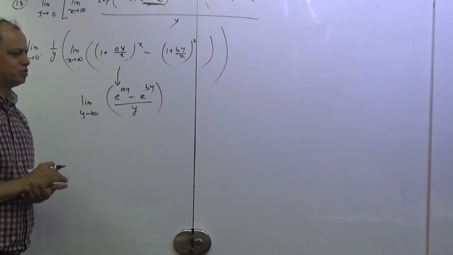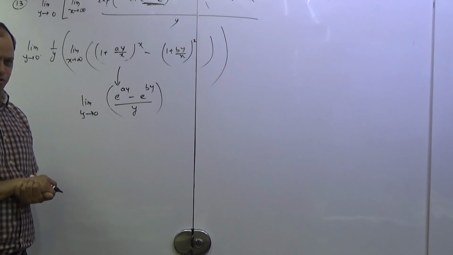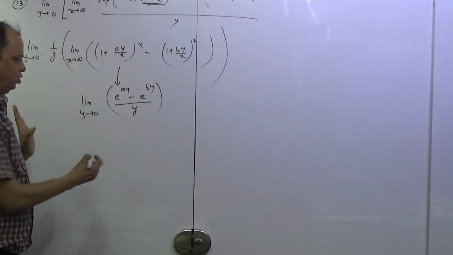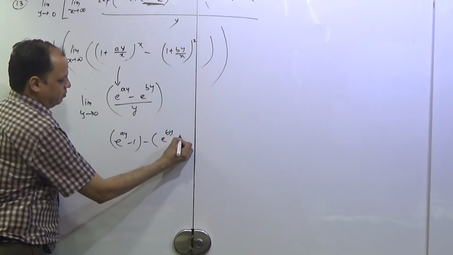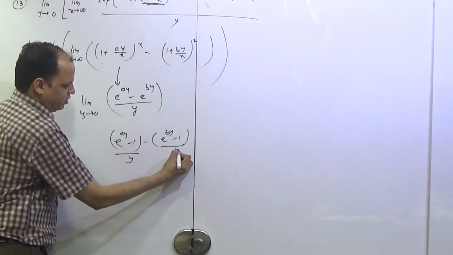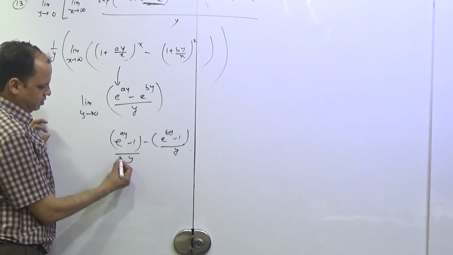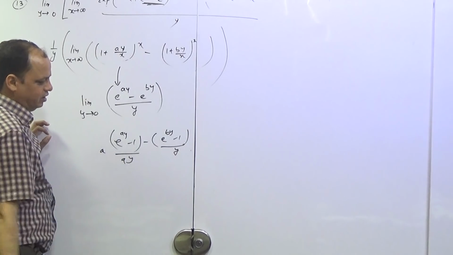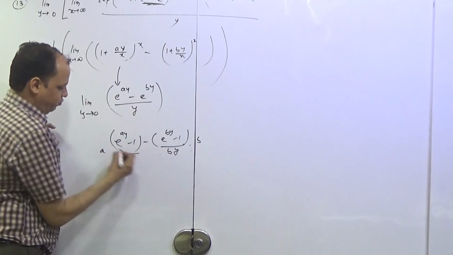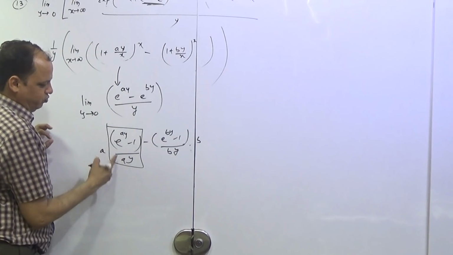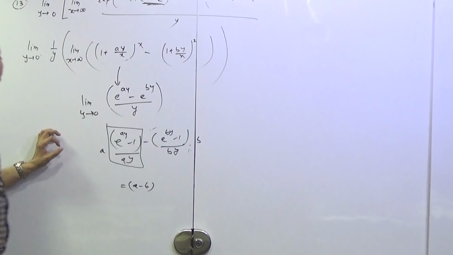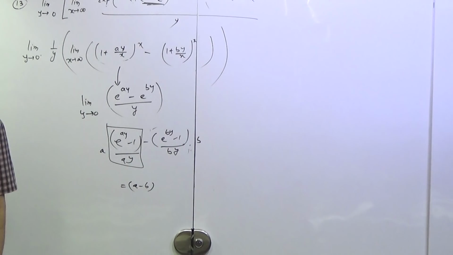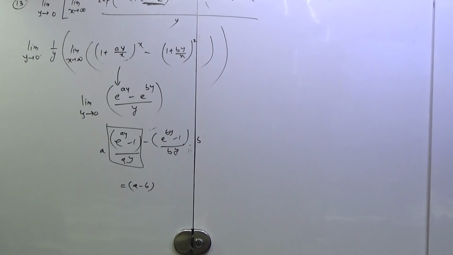Now you have a number of methods to solve this question. You can add and subtract 1. You will get e raised to power ay minus 1 minus e raised to power by minus 1, divided by y. I will multiply and divide it by a, and multiply and divide the other by b. What do we get here? a minus b. That one is 1. This is again 1, so you are getting a minus b. Can you please verify the answer? Yes, a minus b.